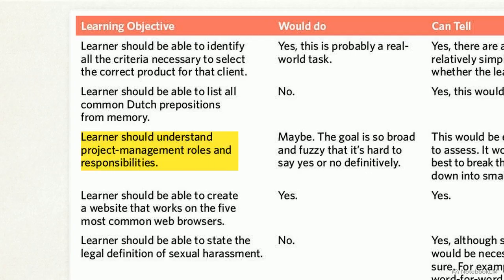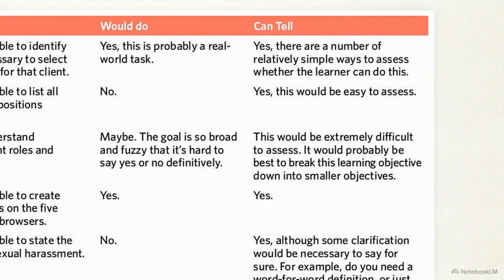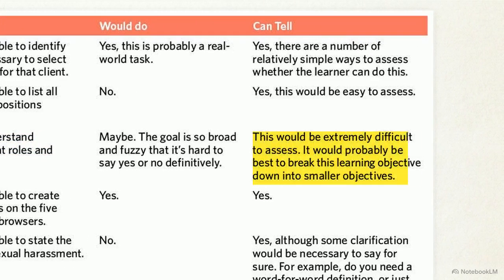This expanded table evaluates a common objective. Learners should understand project management roles. The constraints expose its weakness. It's extremely difficult to assess if someone understands a role, giving the course creator no architectural blueprint.